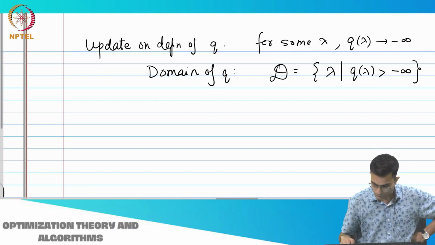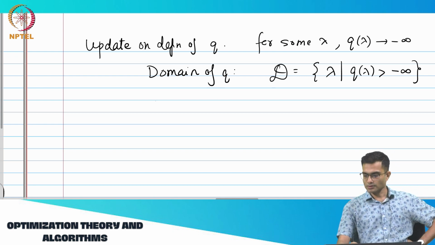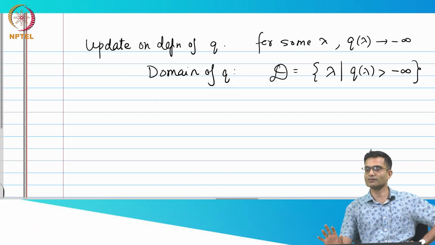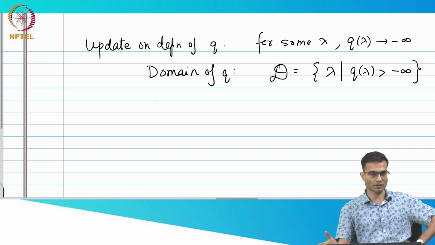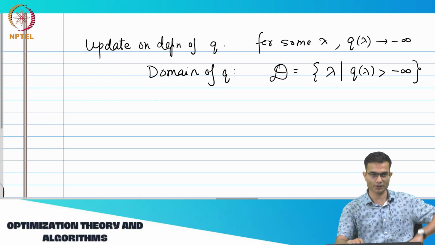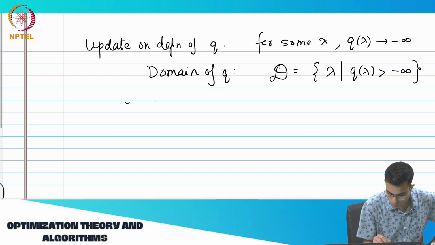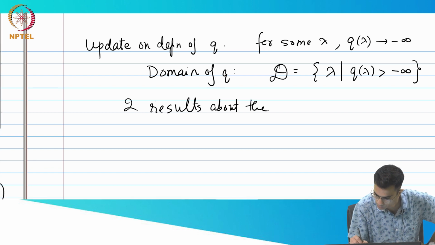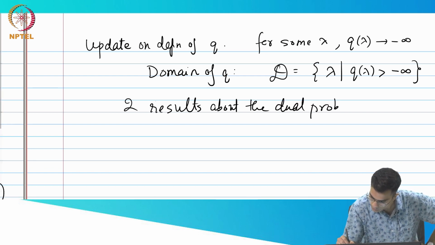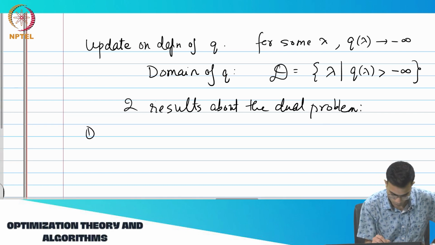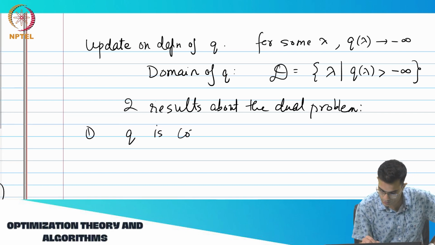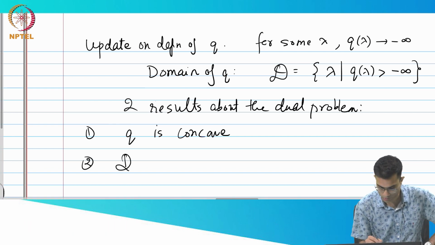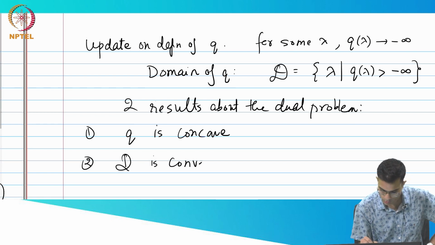Okay, so I think this is a good place to stop. There are certain properties of Q which are very useful and powerful. We'll look at it in the next class. Maybe I'll just state the properties, I won't prove it, because Karthik had asked the question. So, two results about Q or about the dual problem, which we will prove the next time. Q is concave. The second is this D, which is the domain of Q, is convex.